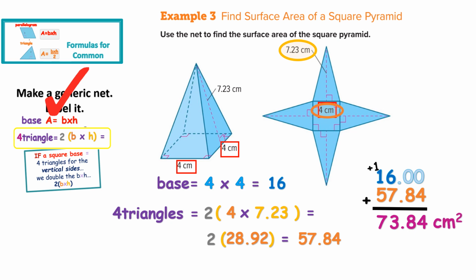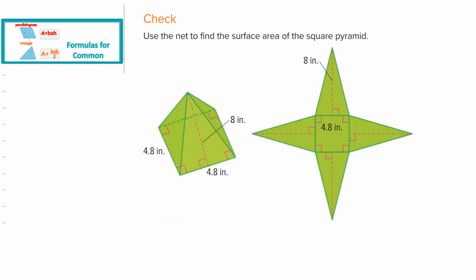Looking at my measurements, I have centimeters once again. And once again, since I'm finding area, multiplying 2 different measurements on each of my shapes, then I know it's going to be squared. So my answer is 73.84 square centimeters, or 73 and 84 hundredths square centimeters. So we're just going to follow that process each and every time that we have a square-based pyramid. 2 math problems that we then add together, so 3 total steps.